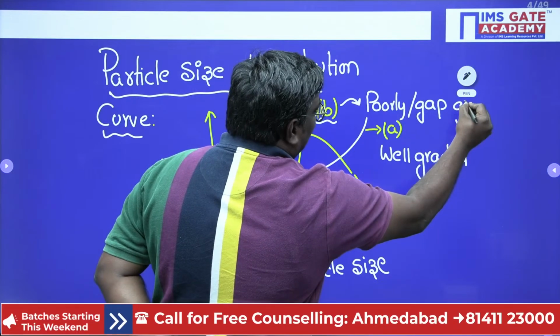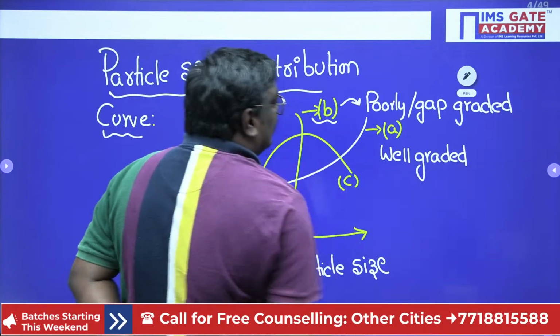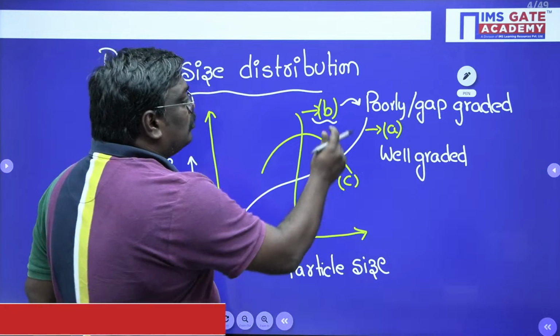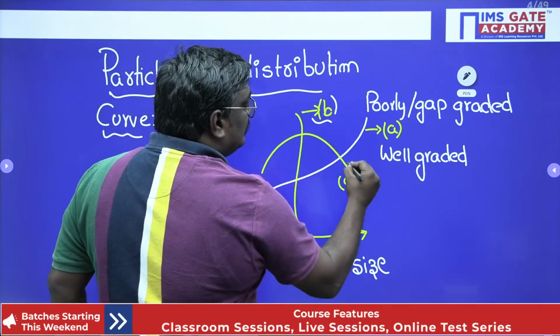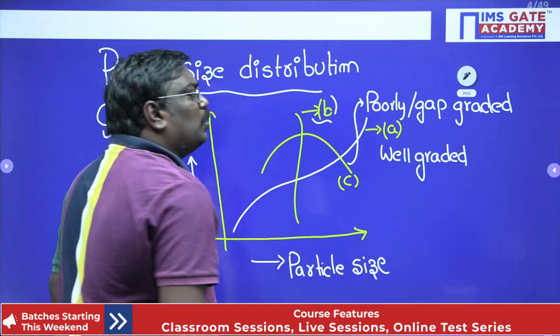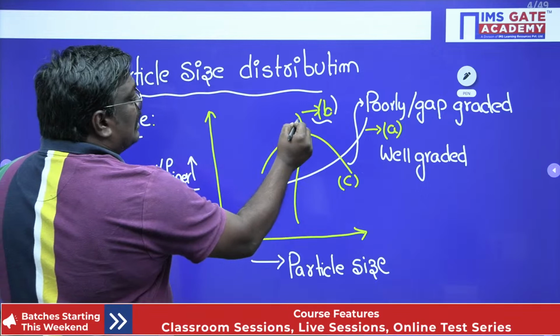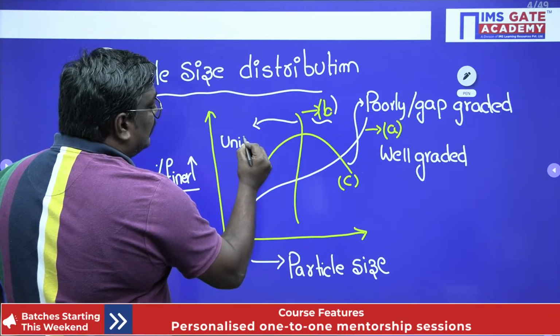Is it poorly graded or gap graded? No. I have written intentionally, B is not the poorly graded or gap graded. You have to see here students. One second. This C graph is a poorly graded or gap graded soil. Why I have written that, I will tell you. And this graph will represent uniformly graded.